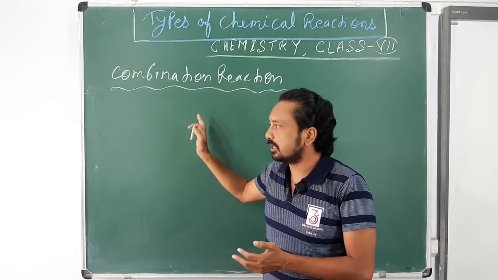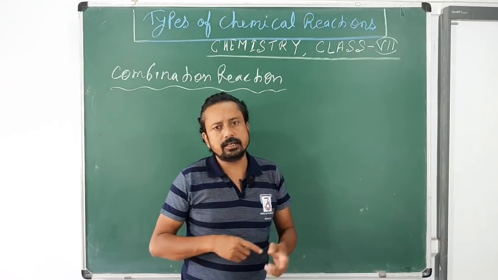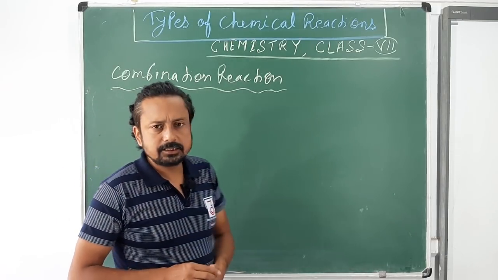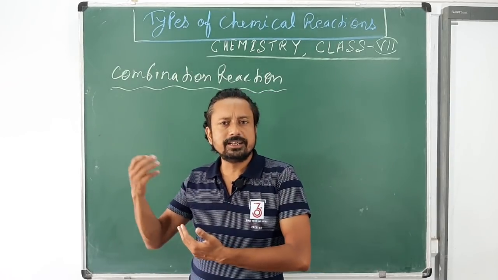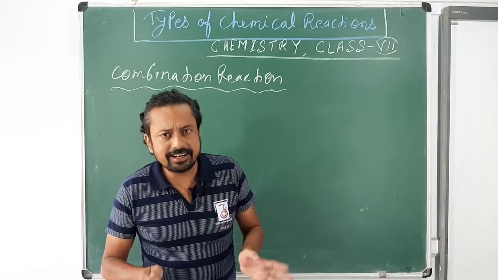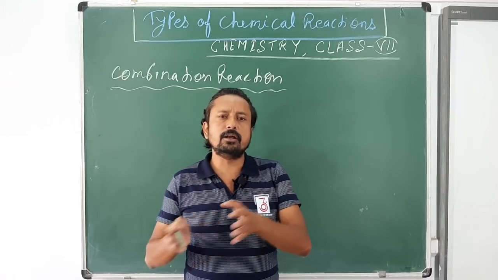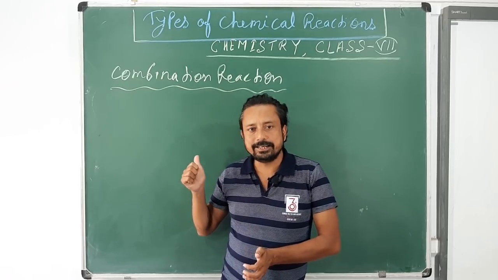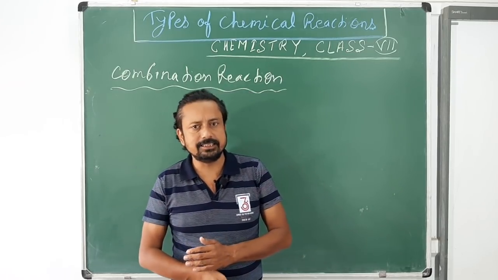So combination reactions are those chemical reactions in which two or more than two reactants combine together and form a new single product. So here the basic concept is that the product is one and always one. Either two or more than two reactants may be used, but the product must be one and only one. In any type of reaction, if two or more than two reactants combine together and form a new single product, then such reactions are termed combination reactions. These are also called synthesis reactions because one new single product is synthesized here.